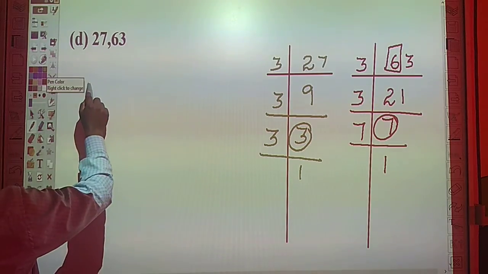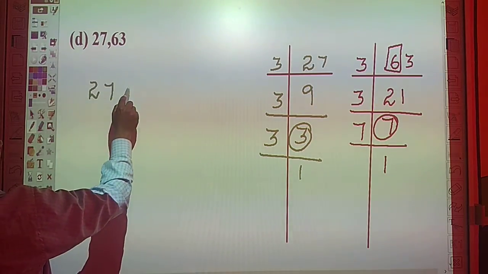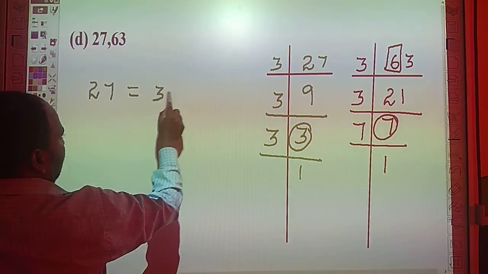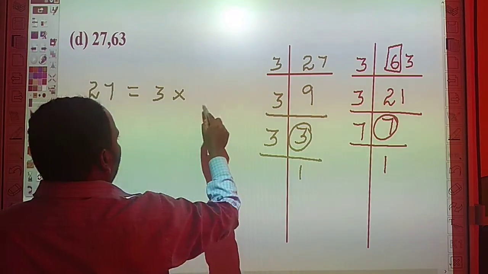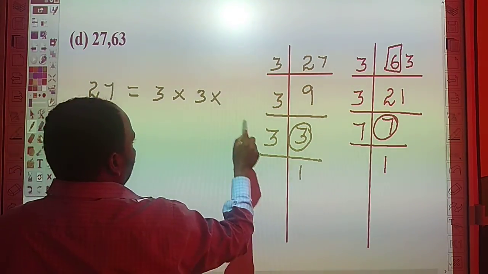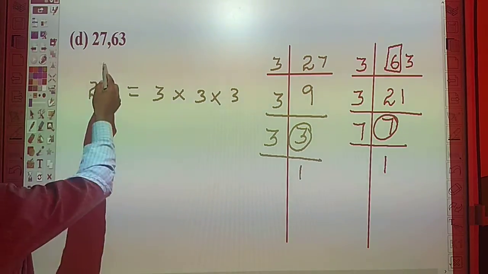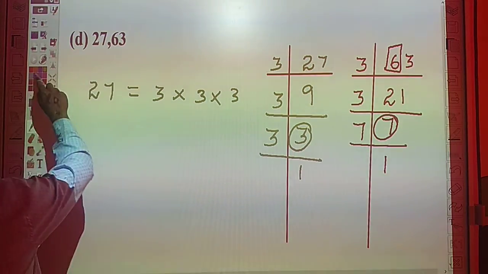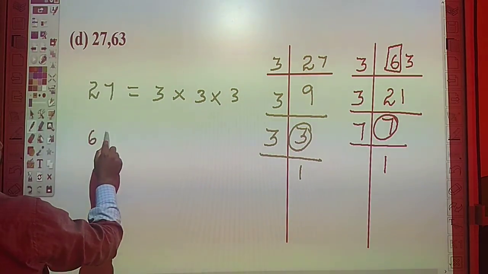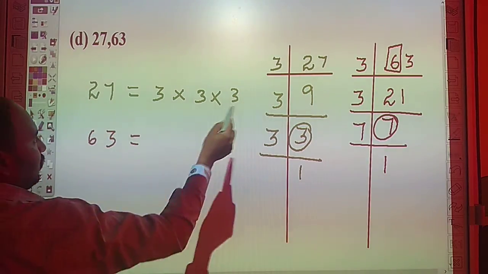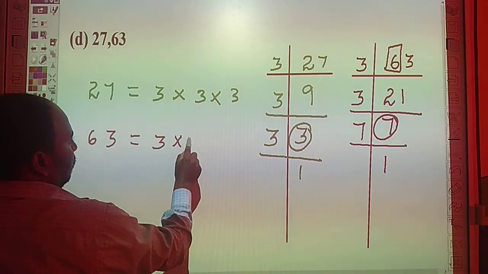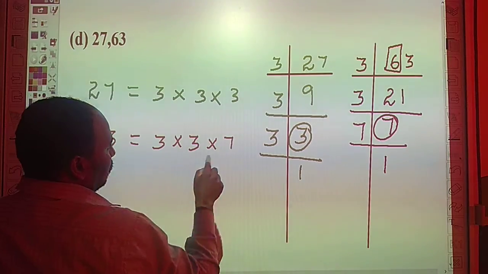Therefore, we can write 27 is equal to 3 into 3 into 3. And then 63 is equal to 3 into 3 into 7.